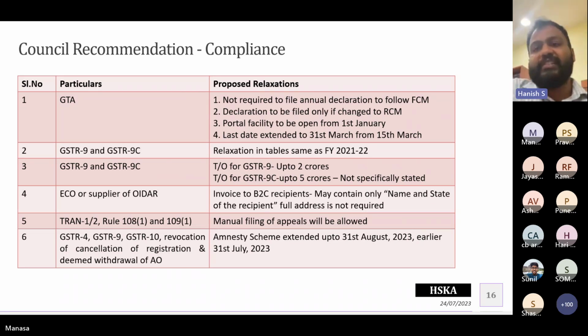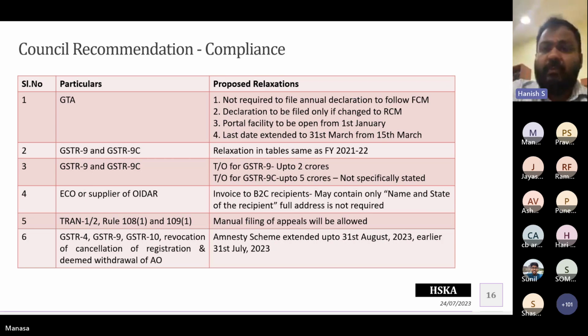Earlier this facility was available only till 15th of March. Now it will be available from 1st January to 31st of March. So assuming in 24-25, I want to change the option from forward charge to reverse charge, then from 1st January 23 to 31st of March 23, I have the facility to file that option online and convert myself to RCM from 1st of April 2023.